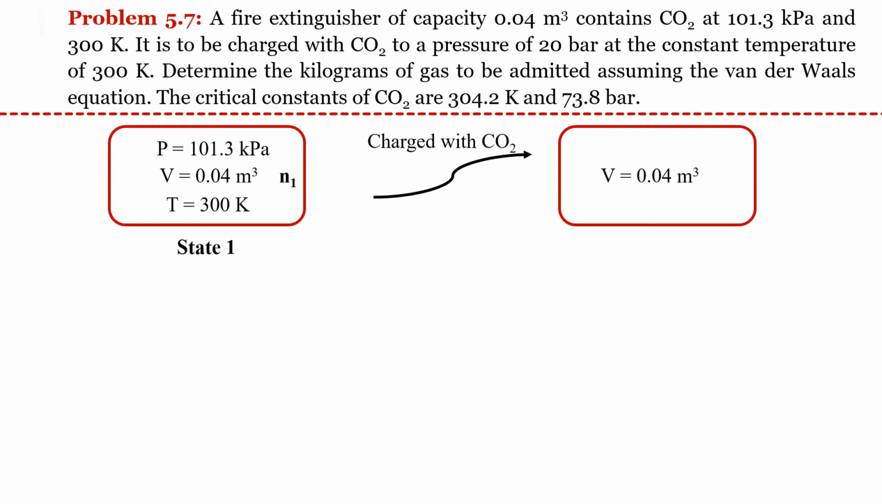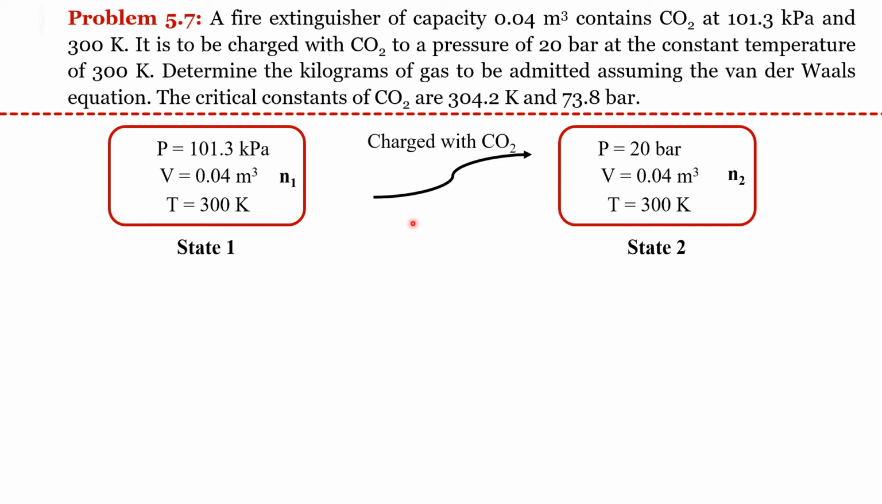So at state 2, volume will remain the same as it is. There is no change in temperature, only the pressure will increase, and the pressure is given, that is 20 bar. So the number of moles at the final state we don't know. So that is state number 2.